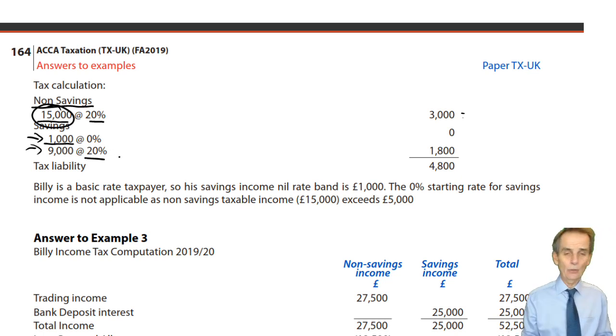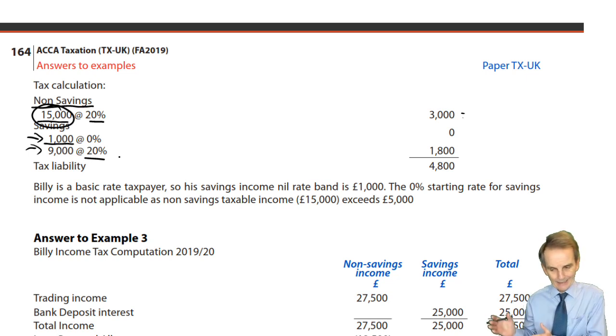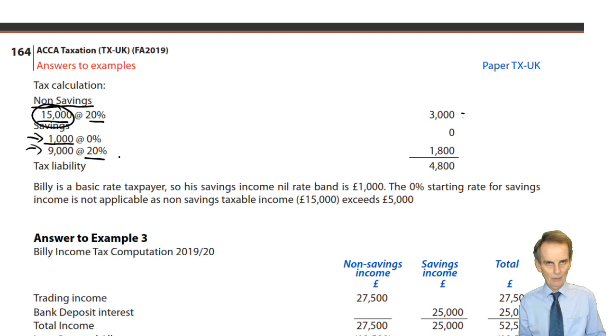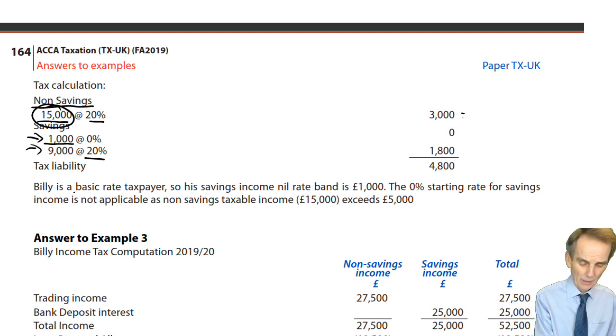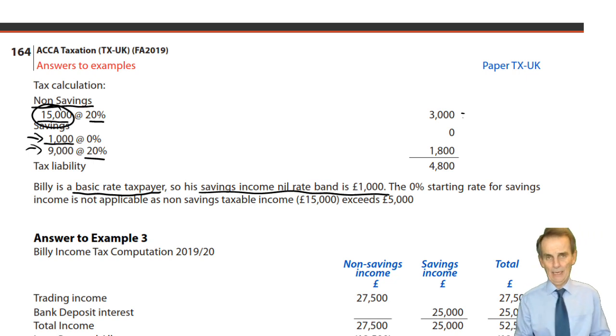And you then use the same rates as are applicable to your non-savings income. They're 20%. If the figure had been bigger and we'd gone up into higher rate, then we would be talking about a 40% rate to apply. As we've already said, we determined very quickly that Billy was a basic rate taxpayer. That meant that his savings income nil rate band would be £1,000.